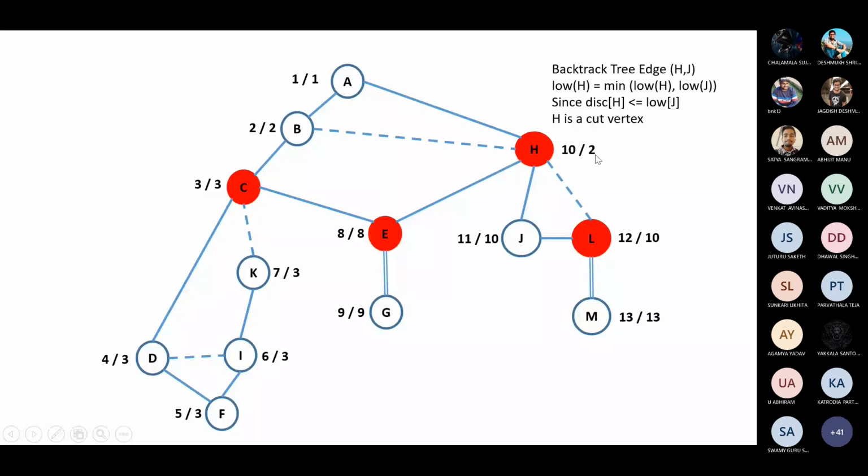Now at this stage you see that the discovery of H is less than or equal to low of J. So discovery of H, that is 10, okay, and low of J, that is also 10. So 10 is less than or equal to 10. So H is a cut vertex.